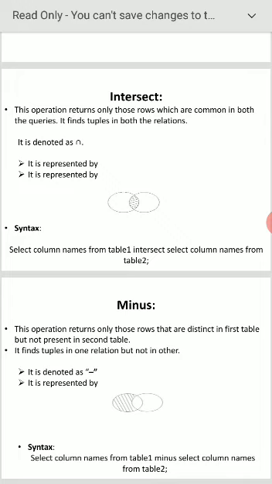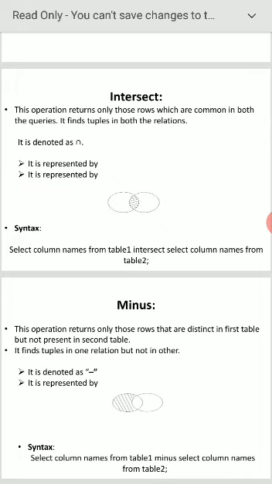For example, R is equal to 1, 2, 3, 4, 5. S is equal to 1, 2, 3, 4, 5, 6. R minus S means those that exist in the first table but not in the second table. Here we will get null. Suppose I take R is equal to 1, 2, 3, 4, 5, 6 and S is equal to 1, 2, 3, 4, 5. R minus S means that we will get 6. You got the point here?